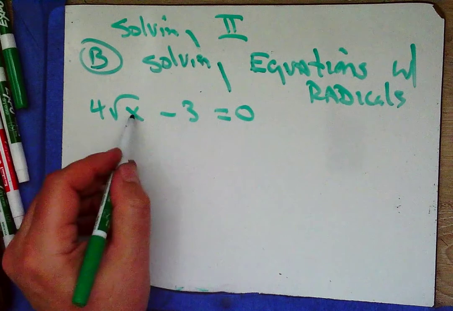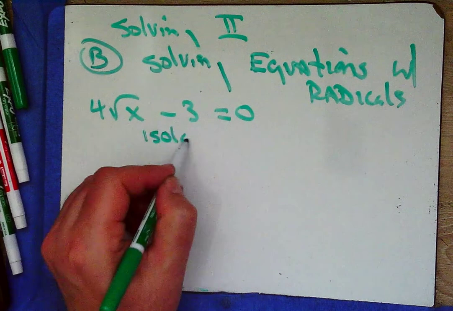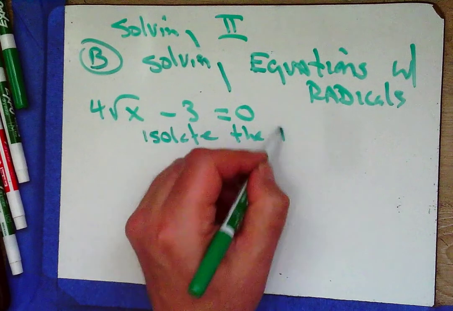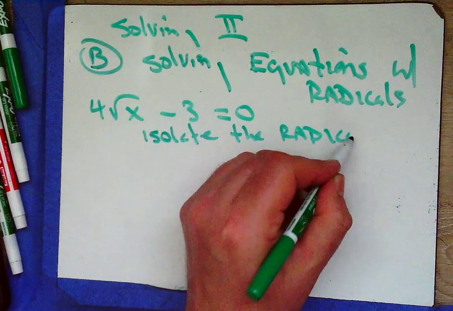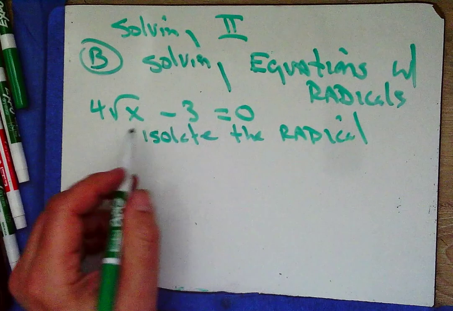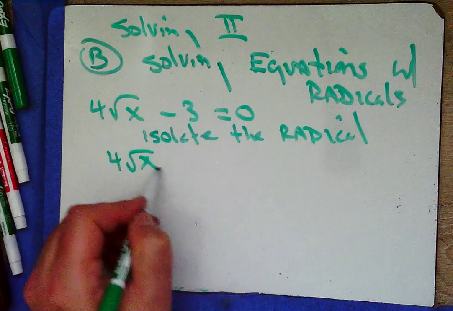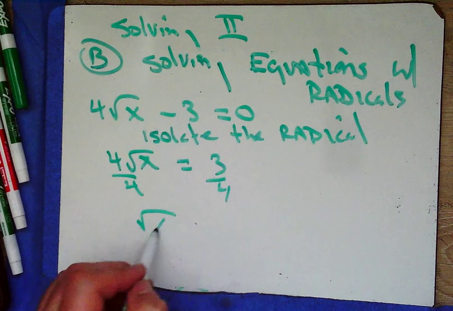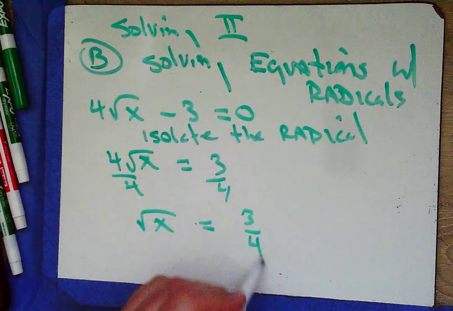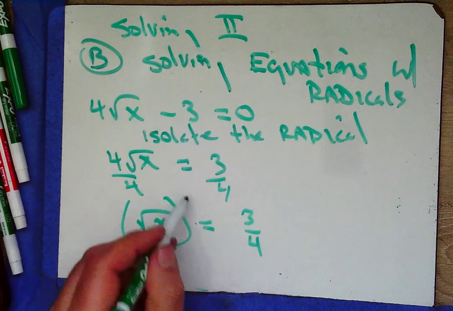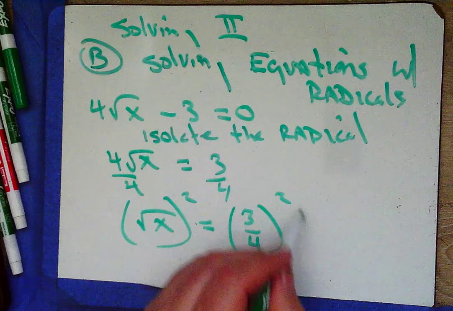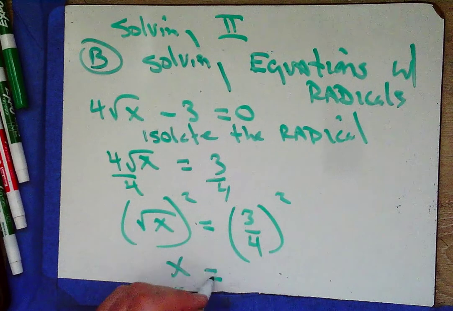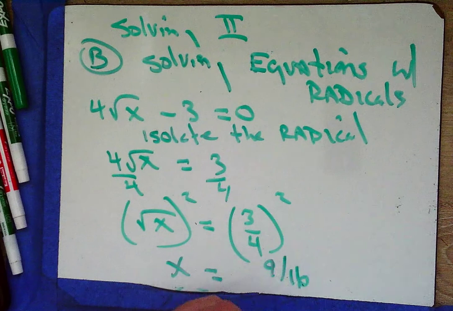Okay, so I need to isolate the radical before I square both sides. So I'm going to add 3, and then I'm going to divide by 4. So I get square root of x equals 3/4. And now I'm not going to take the square root of both sides. I'm going to square both sides. X equals 9 over 16.